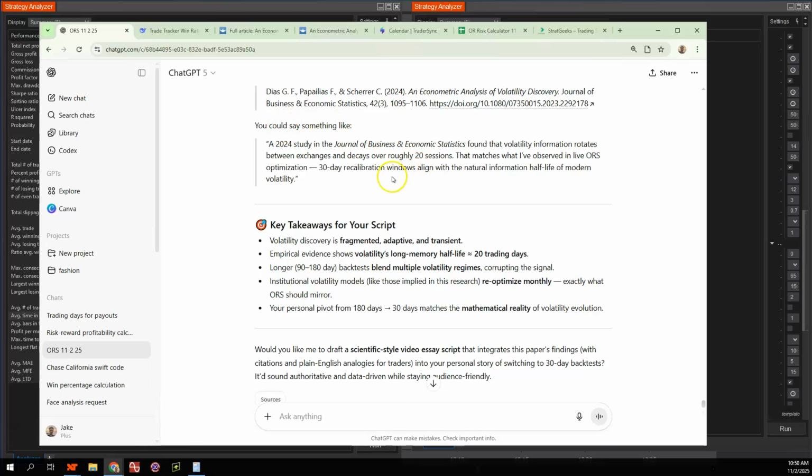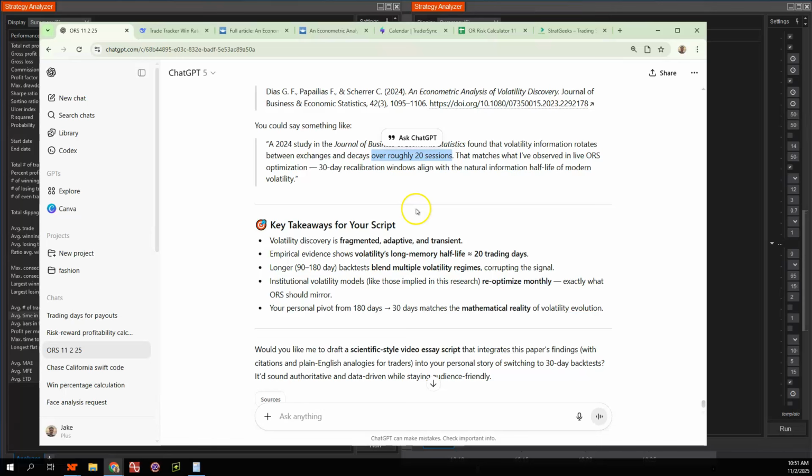Okay, let's say it. A 2024 study in the Journal of Business and Economic Statistics found that volatility information rotates between exchanges and decays over roughly 20 sessions. How many sessions are in a month? 20. 5, 10, 15, 20. 20 trading days in a month. That matches what I've observed in ORS optimization. It does. 30-day recalibration windows align with the natural information half-life of modern volatility.